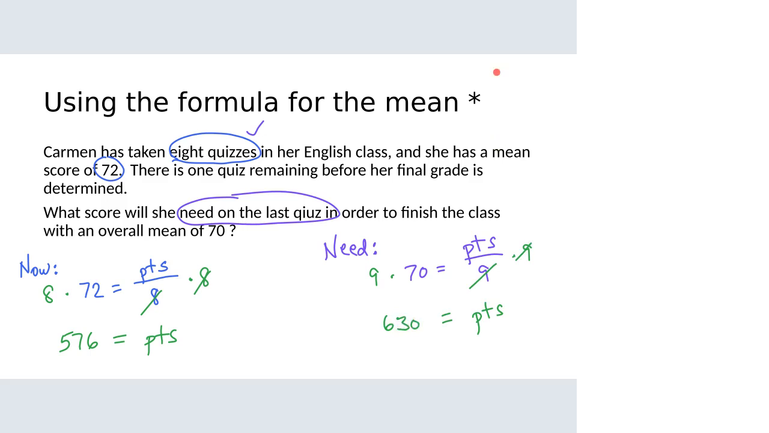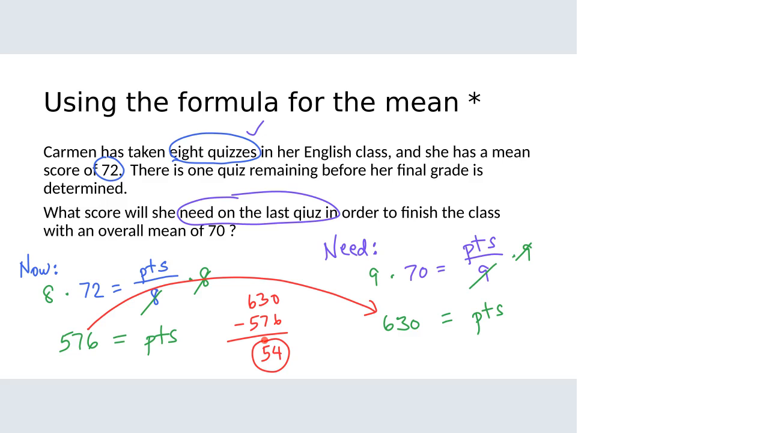And so on that last quiz, she's got to get from 576 over to 630. To bridge that gap, we'll subtract to find the difference. And 630 minus 576 looks like she's going to need a 54 on that last quiz to keep her overall mean of 70. Same idea as the last one with Josephine.